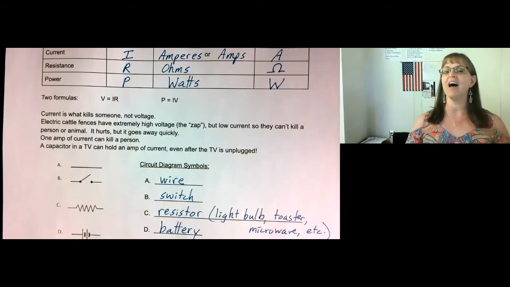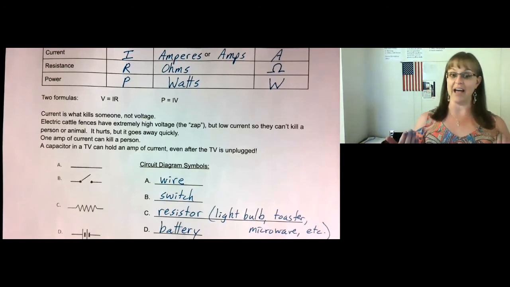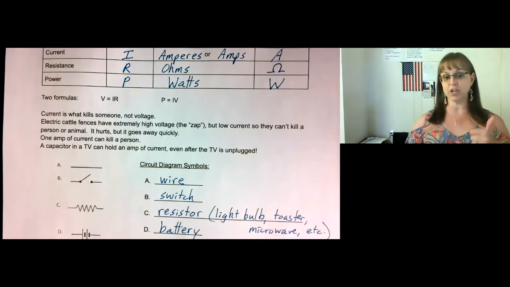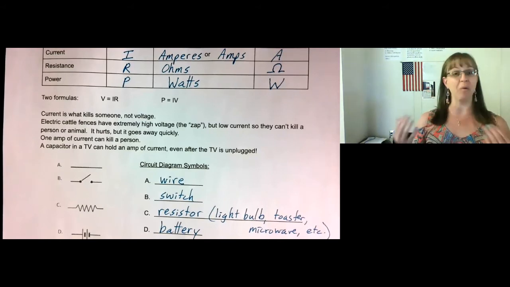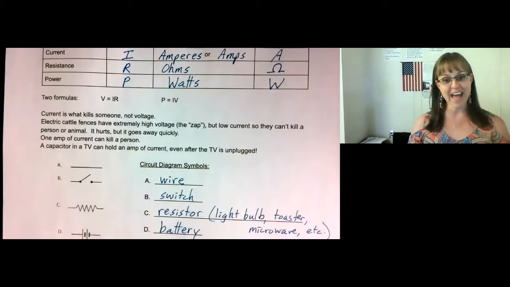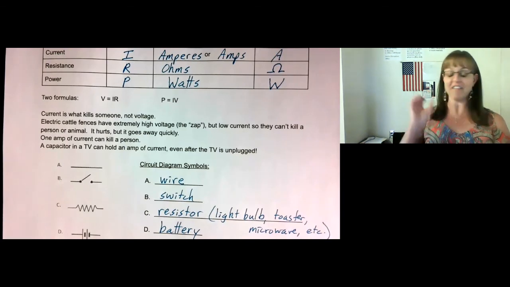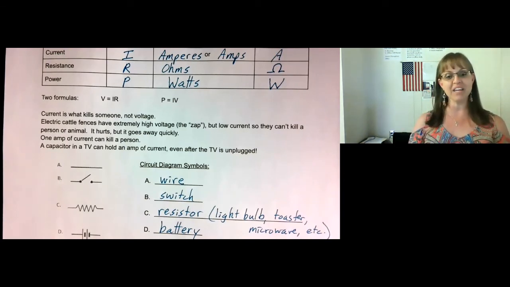Now, granted, high voltage usually means high current. They have a directly proportional relationship. When the voltage goes up, the current goes up in general. However, you can make a device that has very high voltage but very low current. That'll zap the snot out of you, but it won't hurt you. For example, an electric cattle fence provides an extremely high voltage, so when you touch that fence, you get zapped, but a very low current so you don't kill the cows or the people or whatever manages to touch the fence.